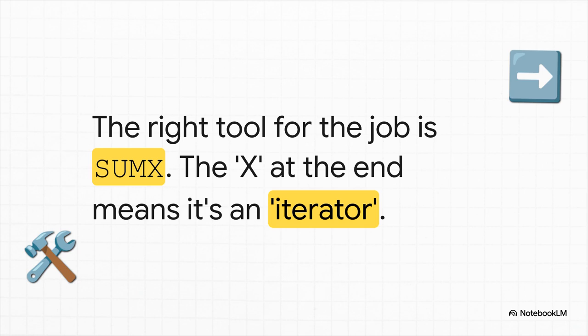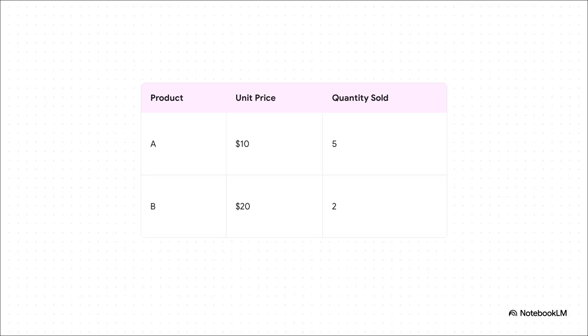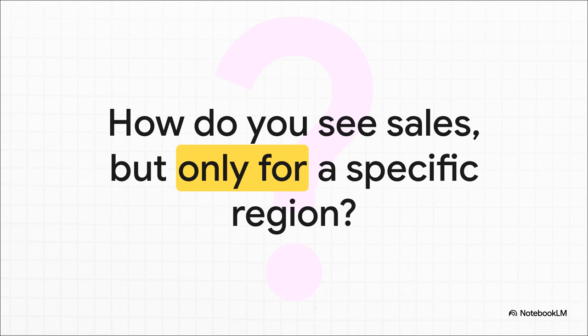And here's a little pro tip for you. See that X at the end of the function? That's your clue. It means it's an iterator, which is just a fancy word for a function that goes through a table, row by row. Here's exactly what SumX is doing under the hood. It's smart. It goes to that first row and it calculates 10 times 5 to get 50. It holds on to that number. Then it moves to the second row and calculates 20 times 2 to get 40. Then, and this is the crucial part, it adds those individual results together, 50 plus 40, to get the correct total of $90.